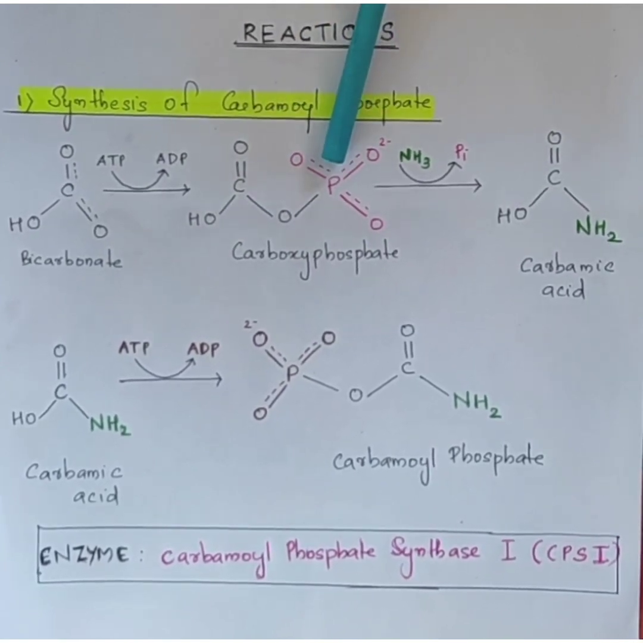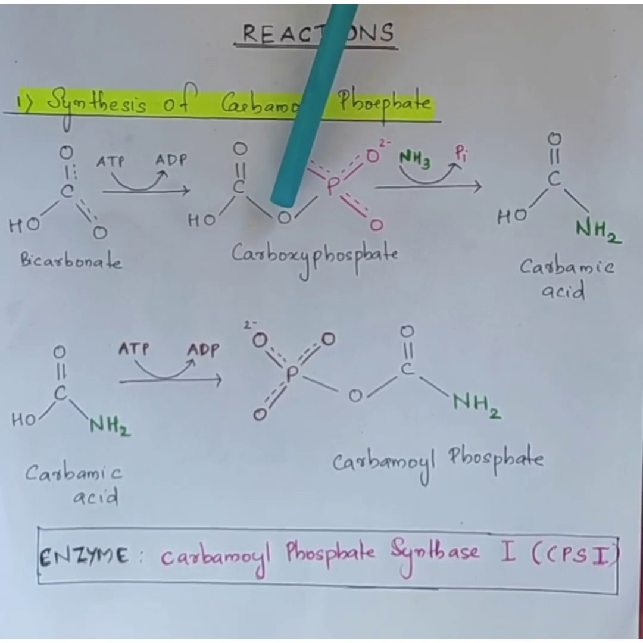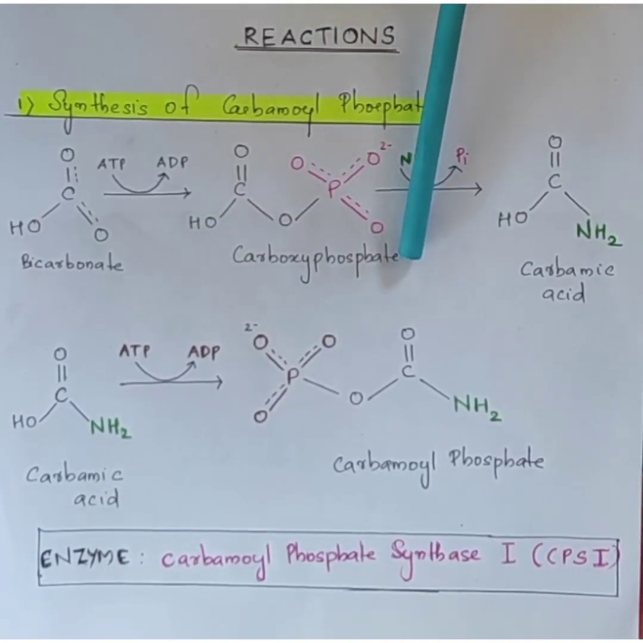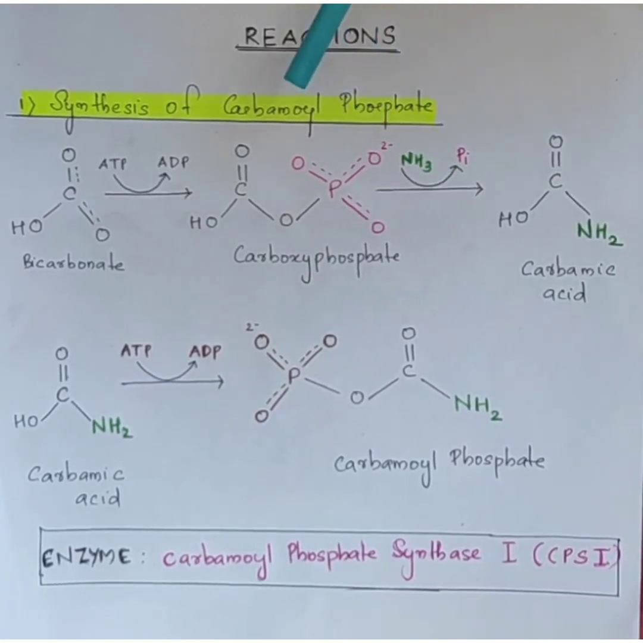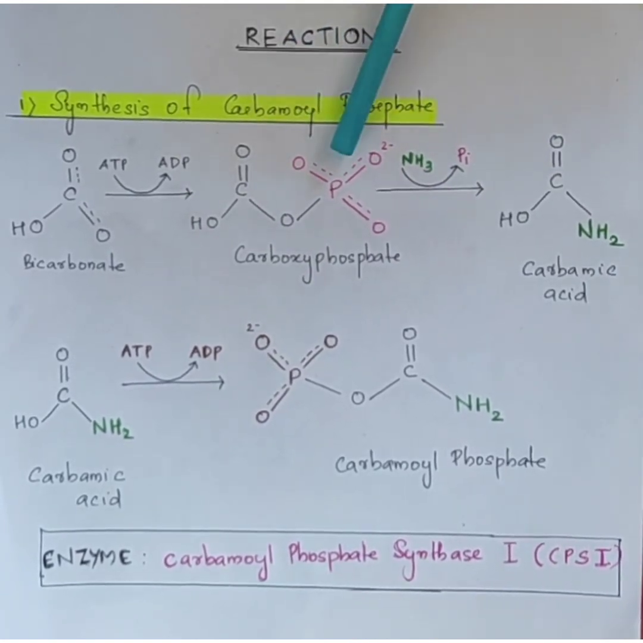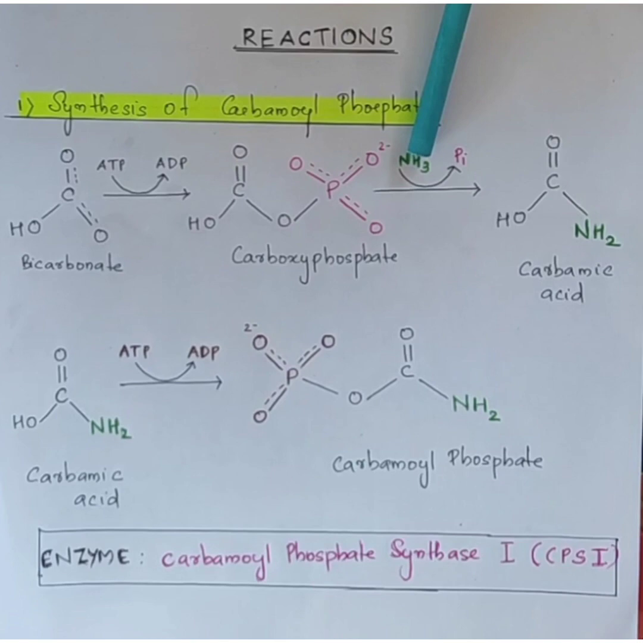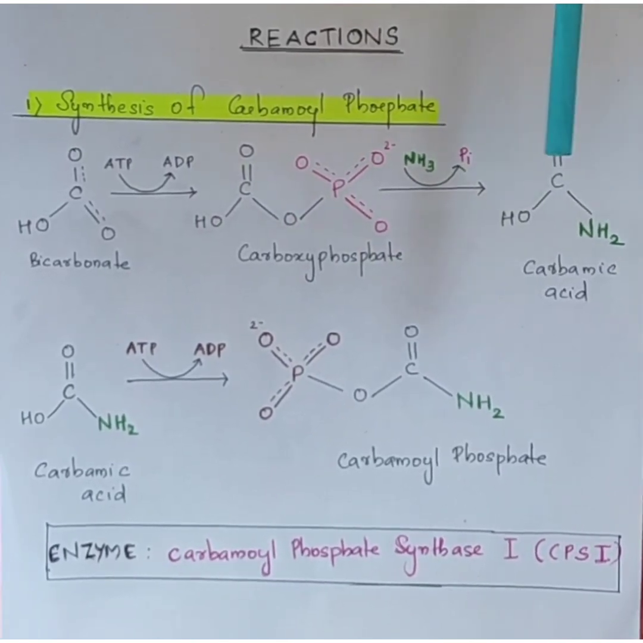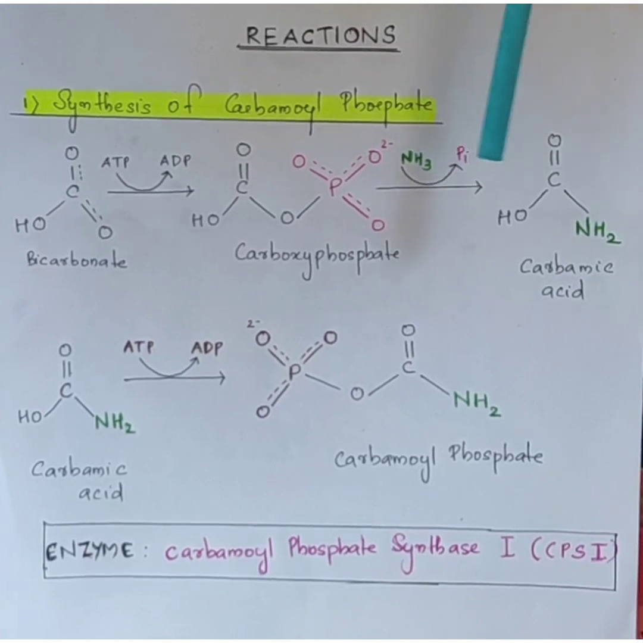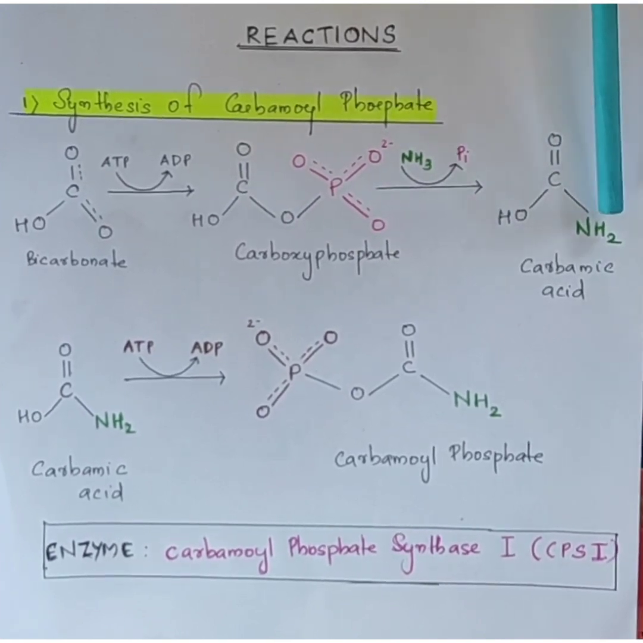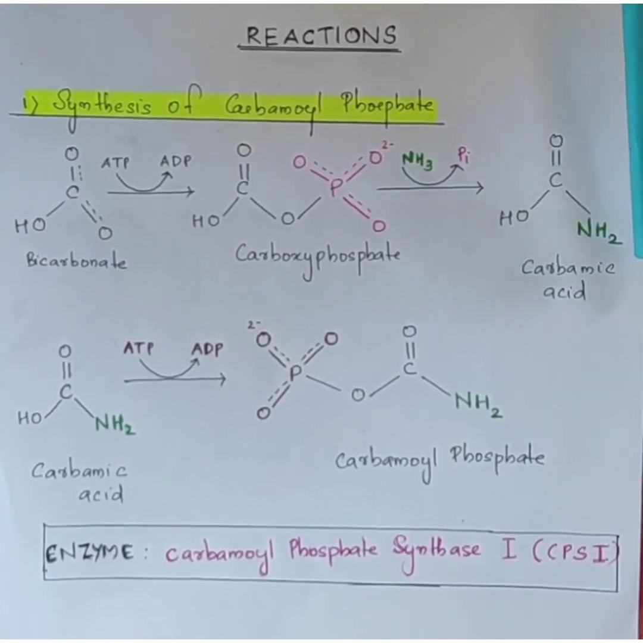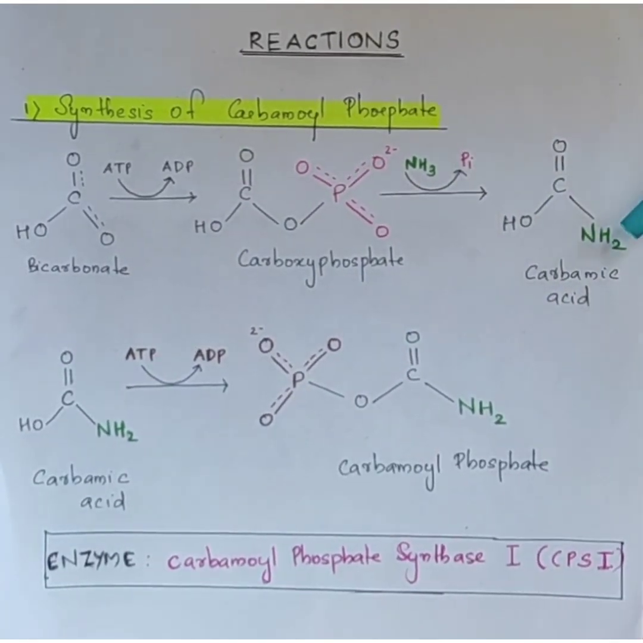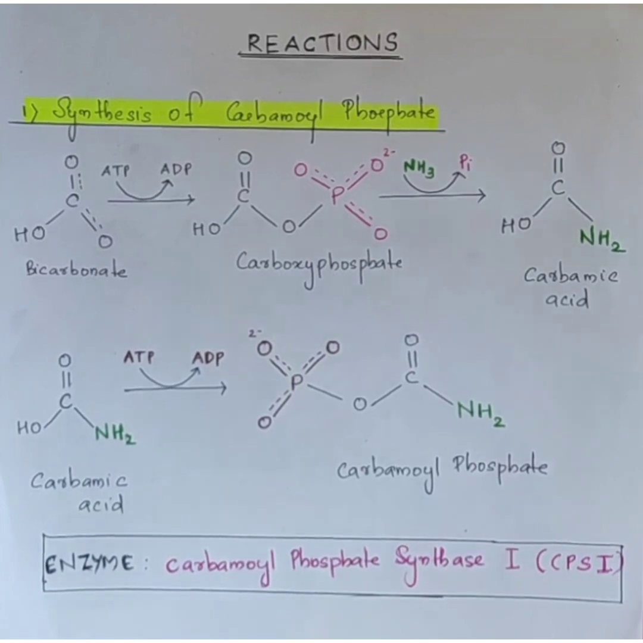The phosphate group that is released from ATP is joined with the oxygen of bicarbonate, and hence the carboxyphosphate is formed. Next, the carboxyphosphate reacts with ammonia to form carbamic acid. The NH2 group of ammonia replaces phosphate in the carboxyphosphate and forms carbamic acid. So we can see here an NH2 group in place of the phosphate group.